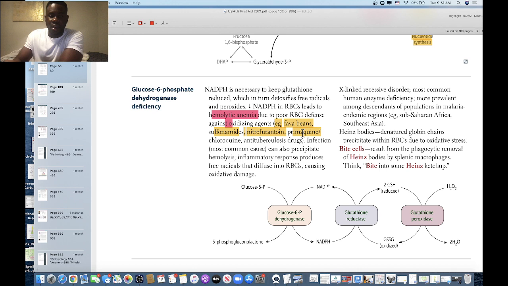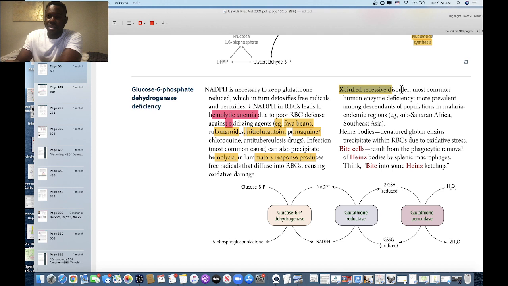Primaquine is another thing that can cause an increase in free radicals, leading to hemolytic anemia if the person has G6PD deficiency. Others are chloroquine and anti-tuberculosis drugs. Infections can also precipitate hemolytic anemia, because infections increase metabolism, and metabolism leads to increased free radical production.